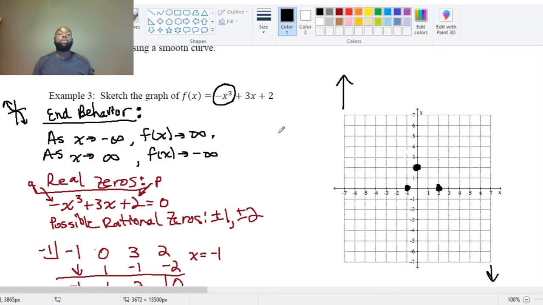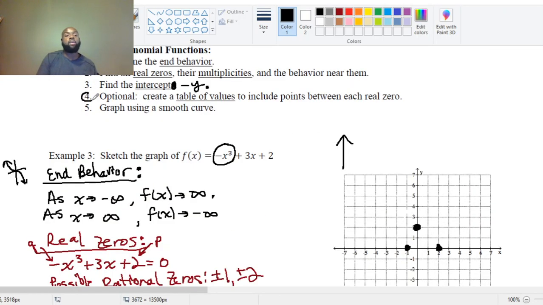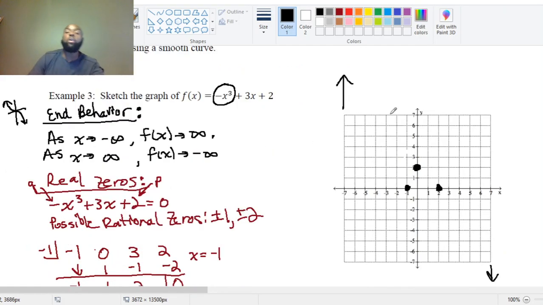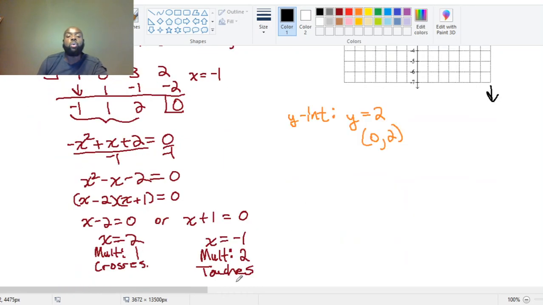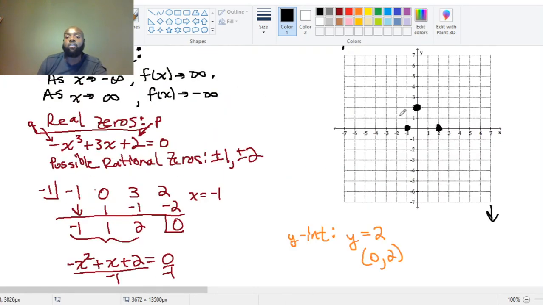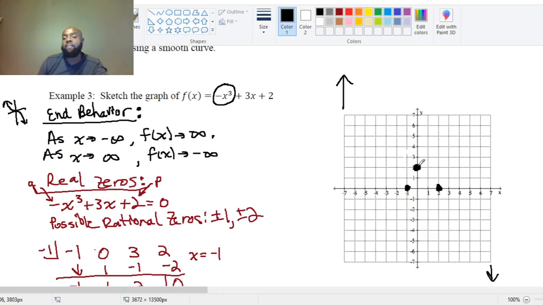Now, I say that we don't have to do step 4 here, because we know that all polynomials are smooth continuous functions, right? And so what I know is that my function has to end over here, going up. Then it has to go to -1. It's going to touch my x-axis at -1, turn around, and go through my y-intercept. Now, I don't know how far my function is going to go up, but I do know that it has to go up past that y-intercept of 2, come back down, and cross the x-axis at 2.